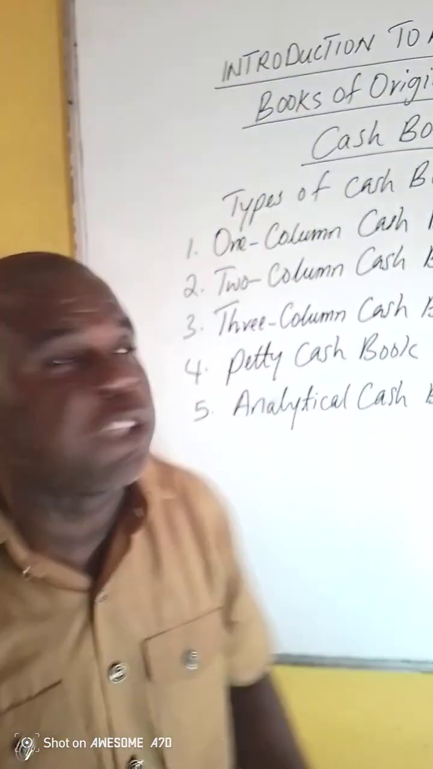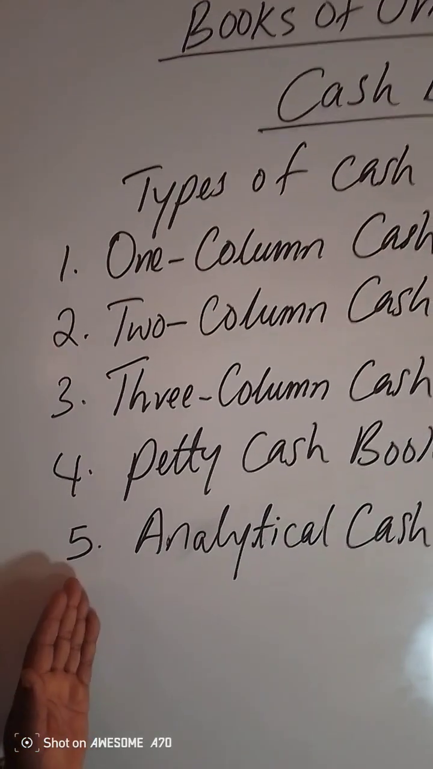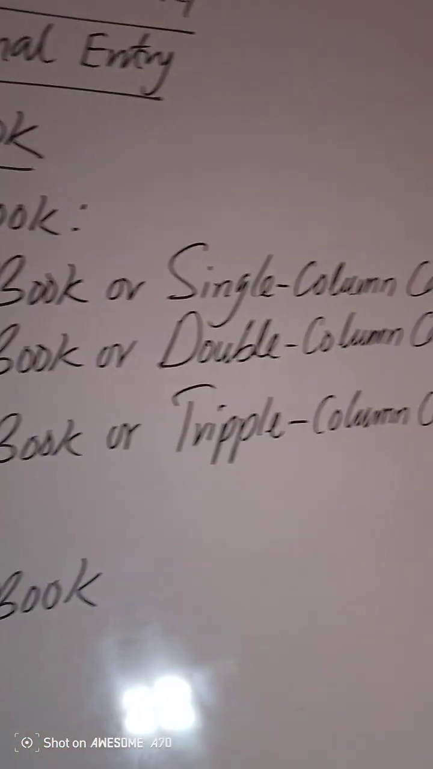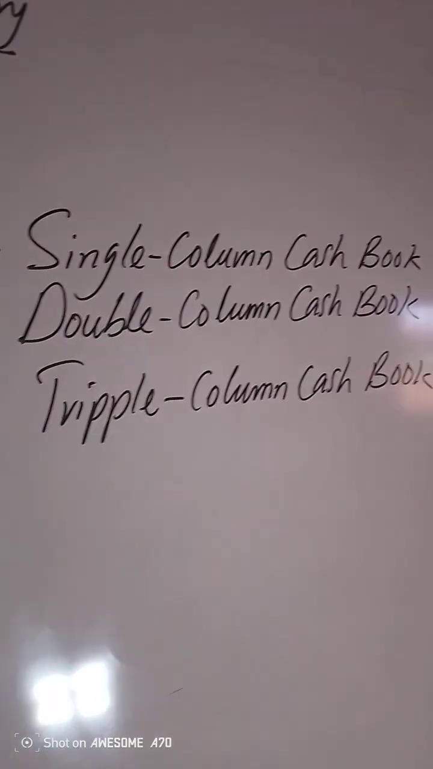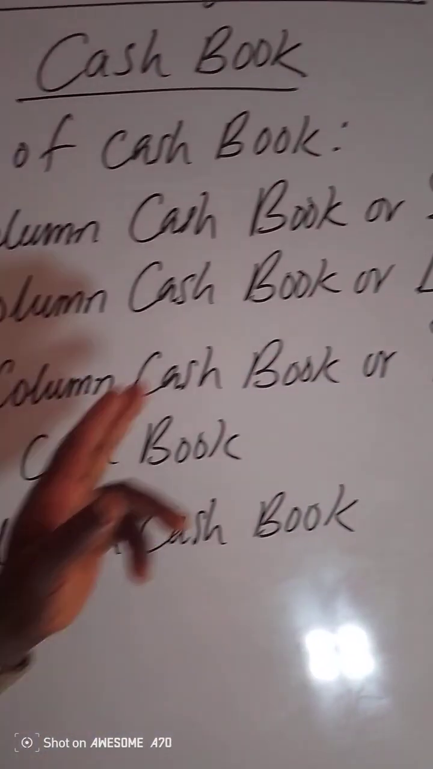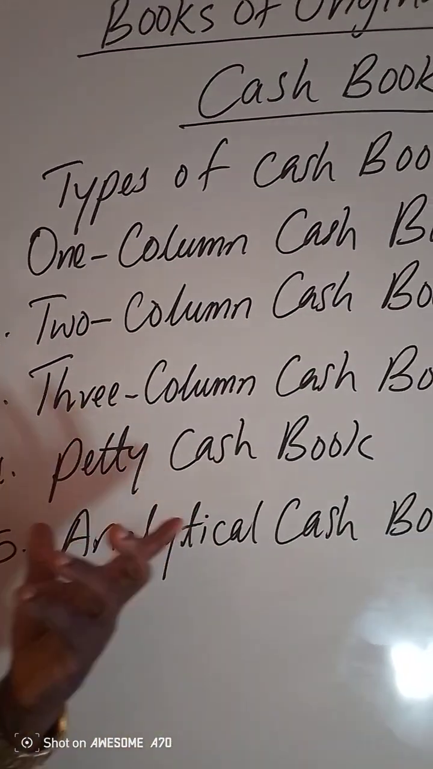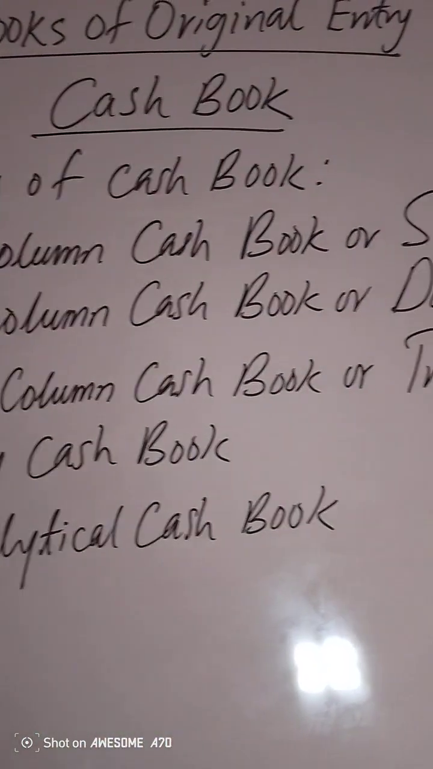Let's look at the types of CASHBOOK we have. We have up to 5 different types of CASHBOOK. We have the 1-column CASHBOOK or the single-column CASHBOOK. We have the 2-column CASHBOOK, or you can call it the double-column CASHBOOK. We have the 3-column CASHBOOK, or you can call it the triple-column CASHBOOK. We have what is called the petty CASHBOOK, and also what is called the analytical CASHBOOK.